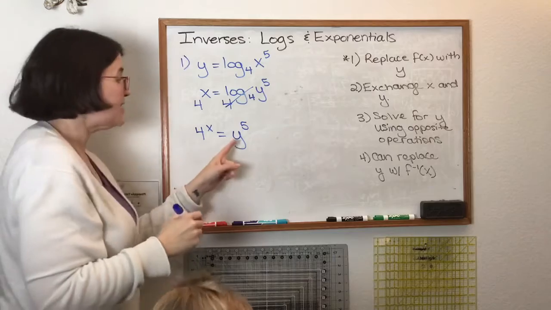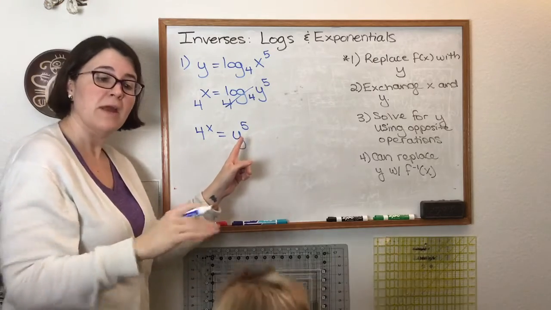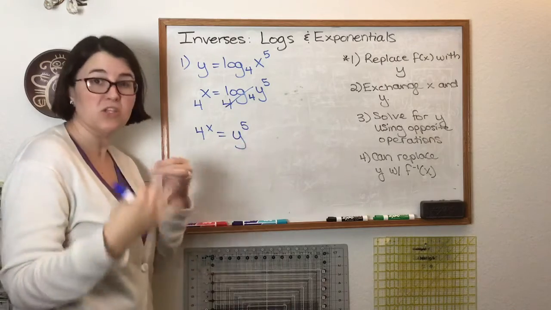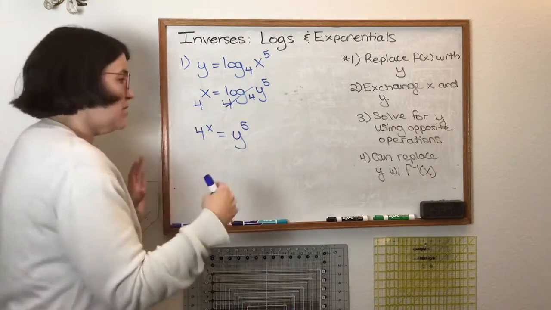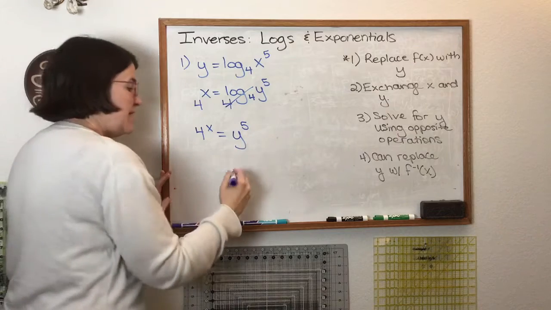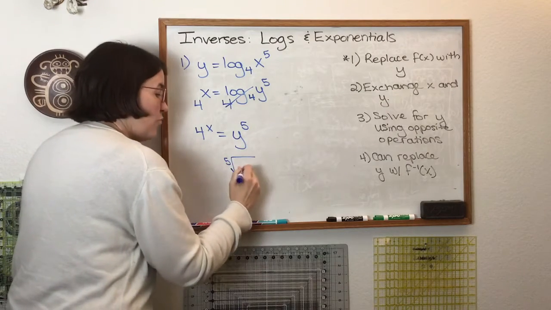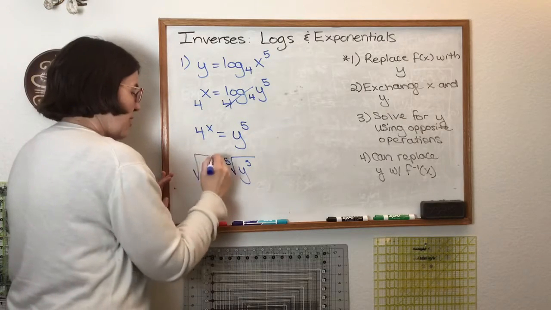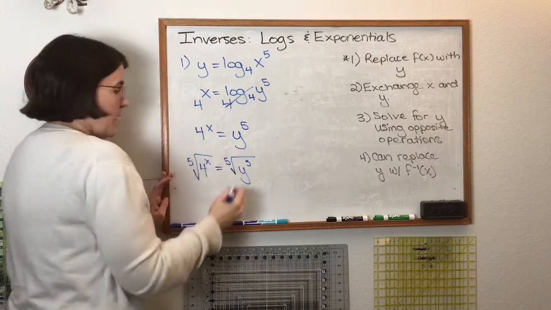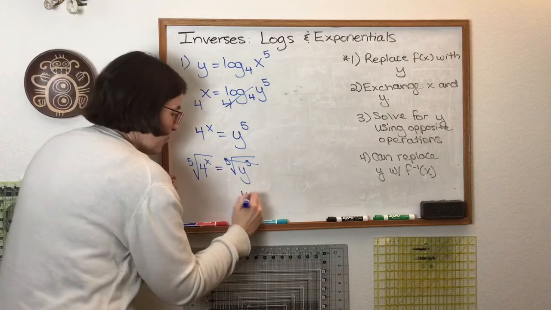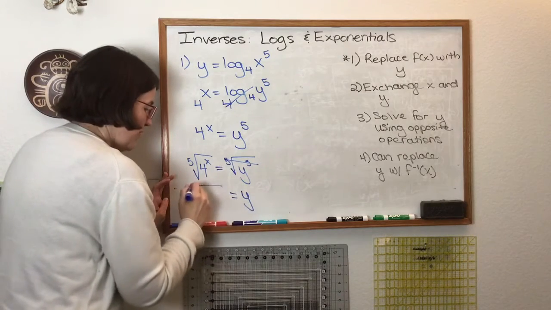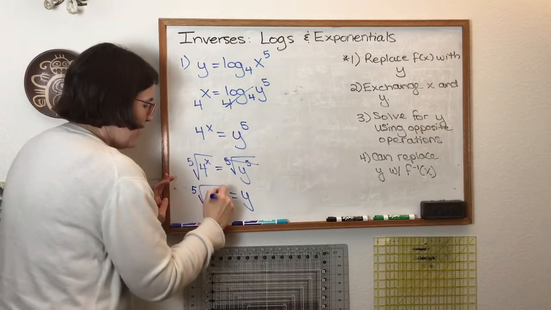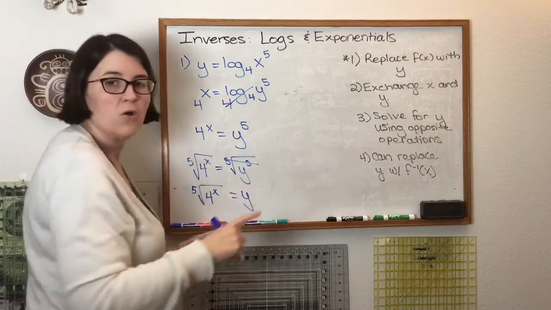And now my last step is to get rid of this 5th power. Anytime I have a power, like a squared or a cubed or a 4th or a 5th or a 6th or whatever, I get rid of it by taking the 5th root, or whatever root it is. These two should be the same, and what they'll do is they'll cancel each other, and I do that on both sides. Here they're going to reduce, so then I'm left with y equals the 5th root of 4 to the x.